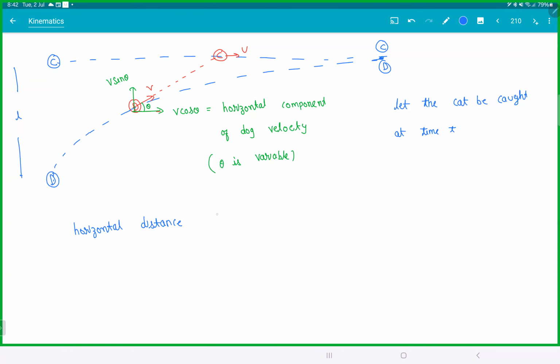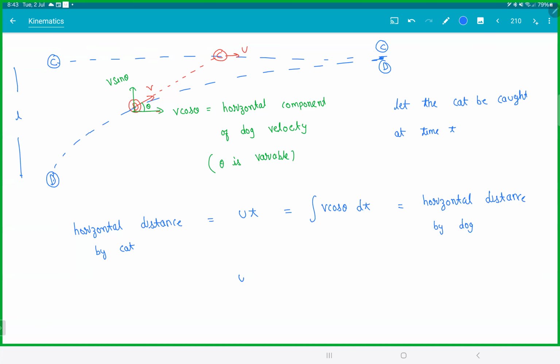The horizontal distance by the cat is how much? Speed u into time t, constant. This should be equal to the horizontal velocity of the dog, v cos theta, into dt. Why should you integrate? Because velocity is not constant. Speed into time is distance, but if speed is changing, remember it is the integral of v dt. So the horizontal distance by the cat, which is ut, is equal to the horizontal distance by the dog. Horizontal distances, not total. Definitely the dog is running more than the cat, but horizontally they travel the same.